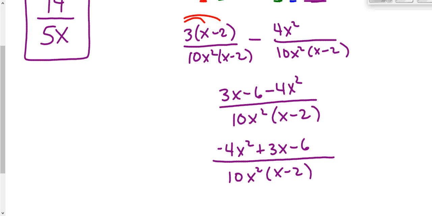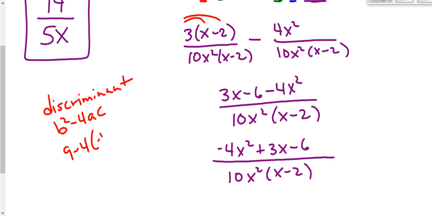All right, I found that this does not factor. And do you know what I did? Do you remember the discriminant? B squared minus 4ac from back when we were doing the quadratic formula. Remember how the discriminant would have to be a positive perfect square in order to tell you that the expression is factorable? So the discriminant would be 9 minus 4 times negative 4 times negative 6.